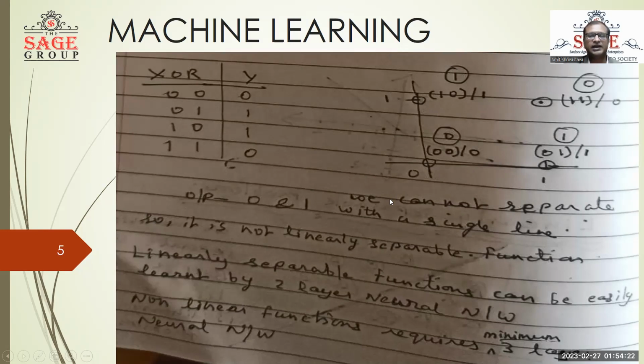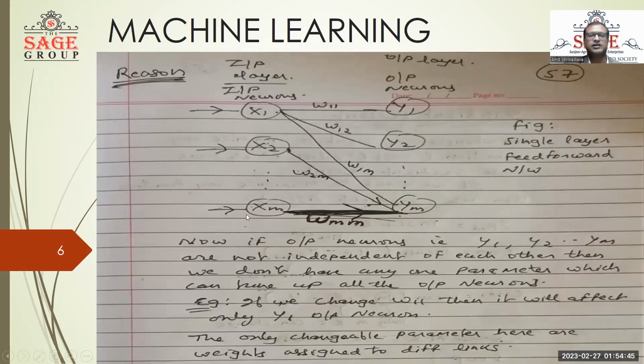So what is the difference between linearly separable and non-linear problems? The linearly separable problems can be solved by a two-layer neural network. But the problems which are not linearly separable, we will require a minimum of 3 layers neural network. That is the input layer, output layer, and the hidden layer. And why is that so? Let us look at this diagram. These are the input layer neurons, and these are the output layer neurons, and the interconnection weights are like W11, W12, etc. So in case of linearly separable problems, these outputs are not dependent on each other.